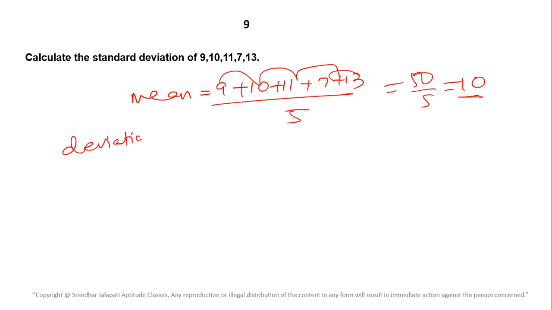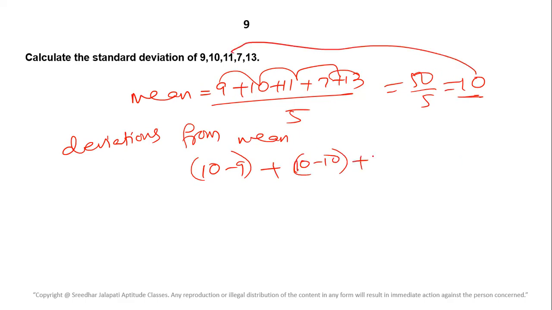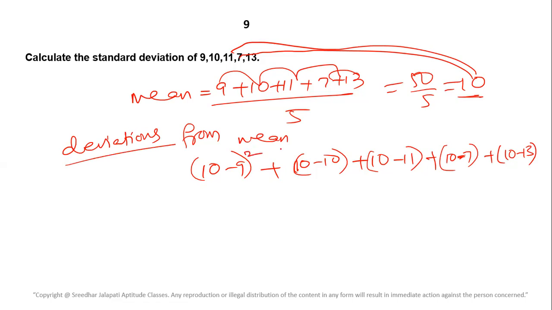deviations from the mean. Find the deviations of each element from the mean. So first of all, 10 minus 9, then 10 minus 10, and then the third element 10 minus 11, and then the fourth element 10 minus 7, and then the fifth element 10 minus 13. But as I said, we take only the positive value, and you have to take the square of each deviation, right? And divide all these by the number of elements, which is 5 here.